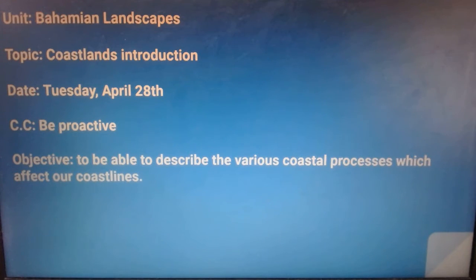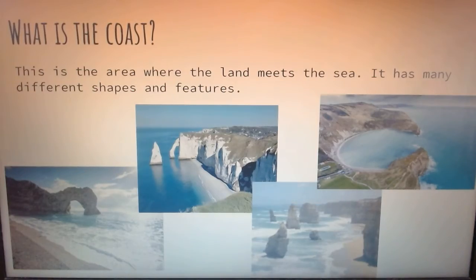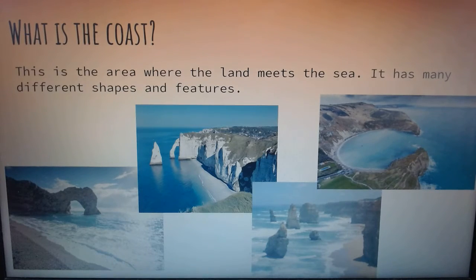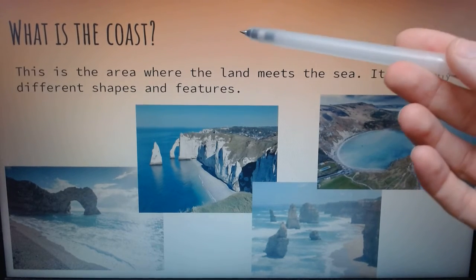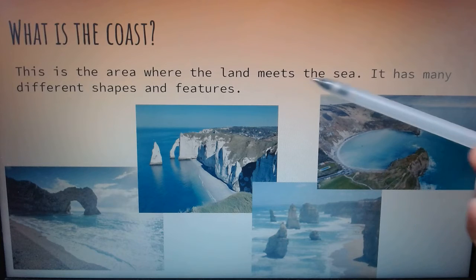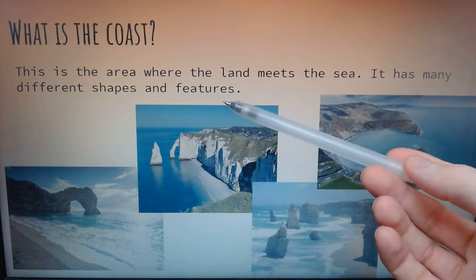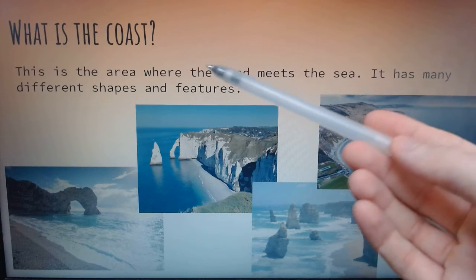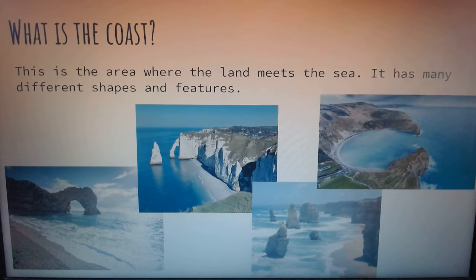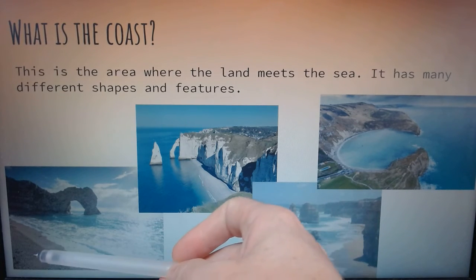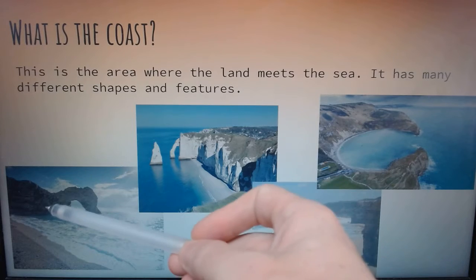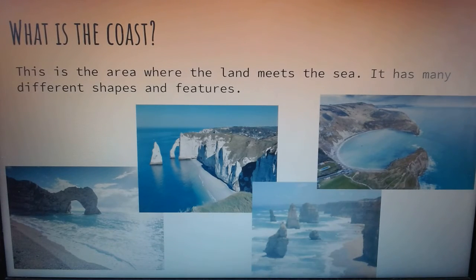Okay, so coasts actually have a huge array of landforms shown by these photos. So first thing is a little definition. What is the coast? This is the area where the land meets the sea. Okay, it has many different shapes and features. The thing about the coast is it has loads of different features. Okay, here we've got our beach. Okay, we've got our headland. This is called a sea arch.